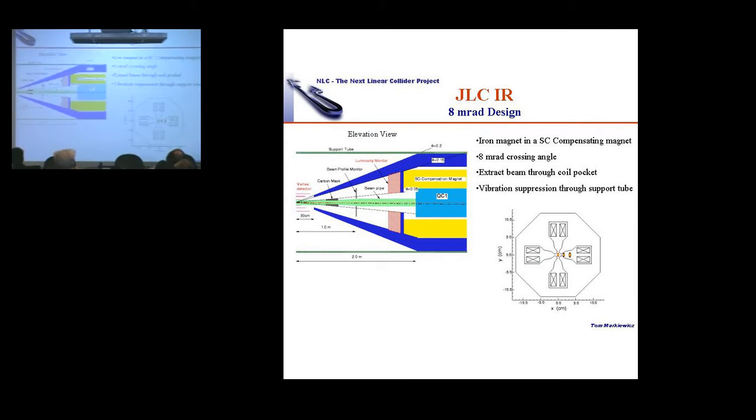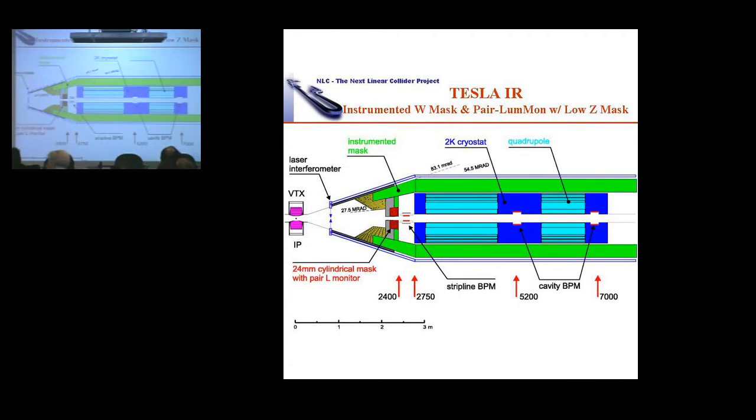JLC has chosen not to put such a big crossing angle in. The baseline design is based on 8 milliradians. And basically, for a reasonable L-star of 2 meters, there's not enough space to have two sets of magnets transverse. So they developed a scheme with a conventional iron magnet where the beam is extracted through the coil pocket of that magnet. Since that's an iron magnet that sits inside the detector, they stick it inside a superconducting compensating magnet to keep the fields from the solenoid from affecting this magnet, and that's the way they'd like to go, or are talking about going. But I think these are all parts of the options that you get to consider.